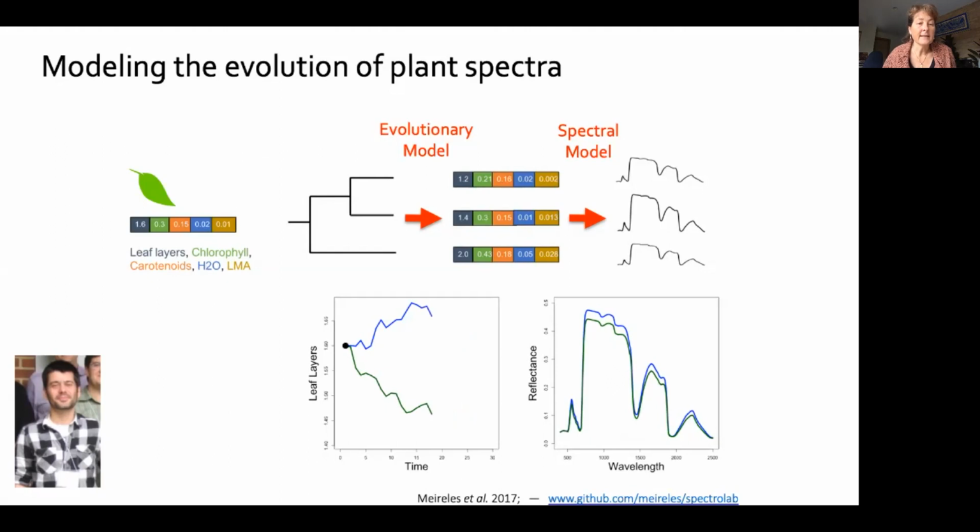You can see them here: leaf layers, chlorophyll, carotenoids, water, leaf mass per area. He took one trait at a time and allowed it to evolve based on an evolutionary model. And that's what you're seeing simulated here. And then spectra were generated at each step through that simulated evolution. And then he was able to run the models in the backwards direction and look at the reconstructed traits from those different spectra and make interpretations about the evolutionary history from those.